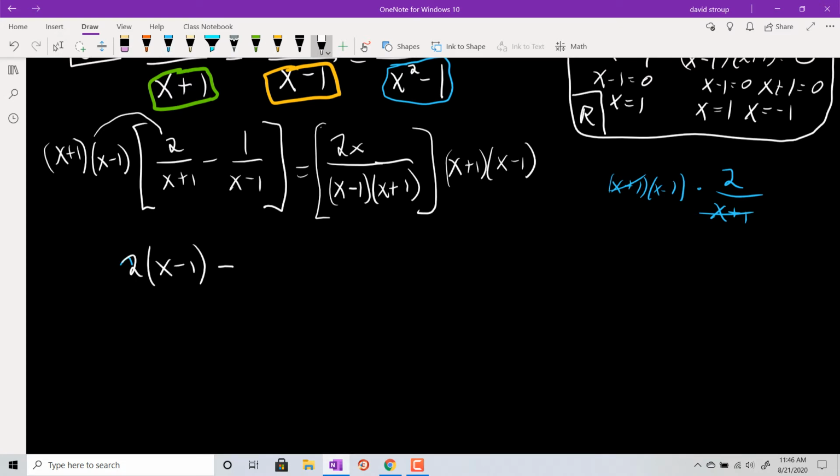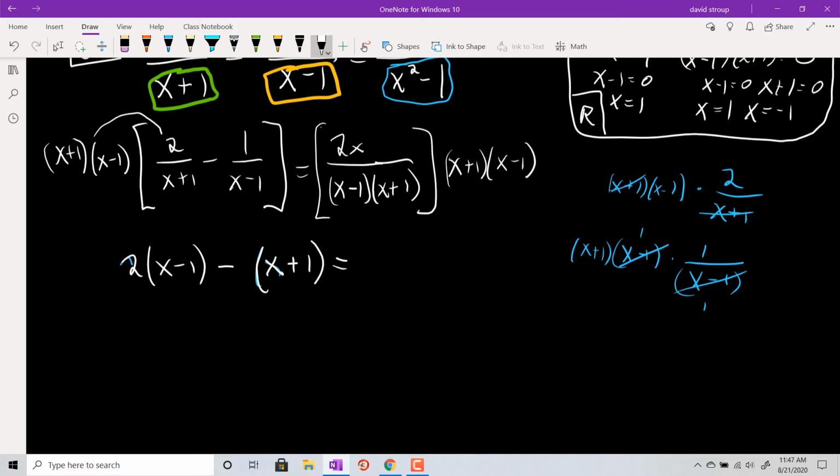And then minus. In the second one, the x minus 1s are going to cancel. Again, if you need it written out, the x minus 1s divide out, and you're just left with the x plus 1 times 1, which is just x plus 1. You need the parentheses there because it's minus the entire thing. It's not just minus the x. So you're going to need to distribute that negative.